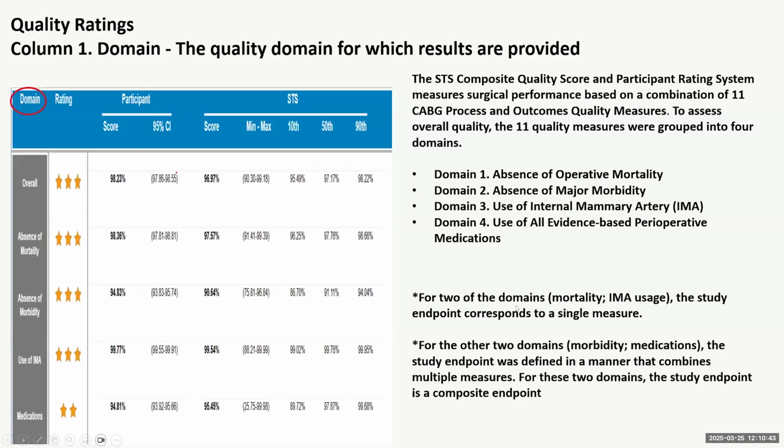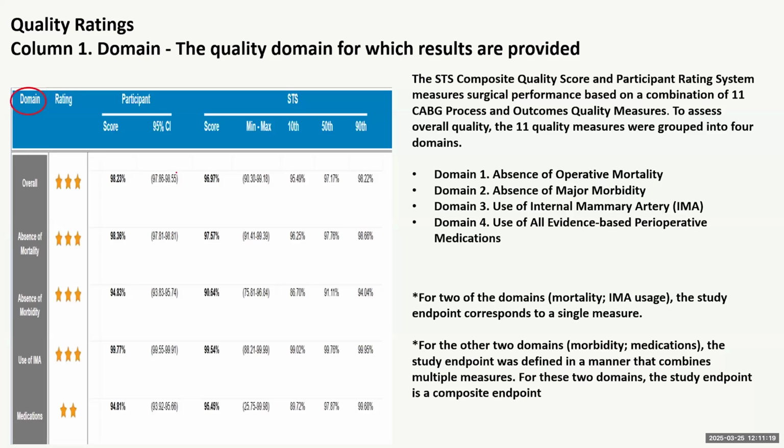So for 2 of the domains, mortality and IMA, the study endpoint corresponds to a single measure. So basically, did the patient die, yes or no, or was the IMA used, yes or no? So it's a single measure endpoint. The other domains, morbidity and medications, the study endpoint is defined via a combination of multiple things. And we'll talk more about that as we go through each one of these domains, which is what we're going to start with next.